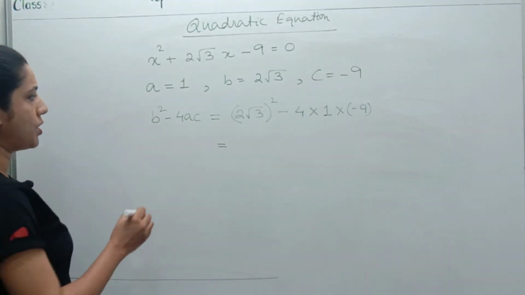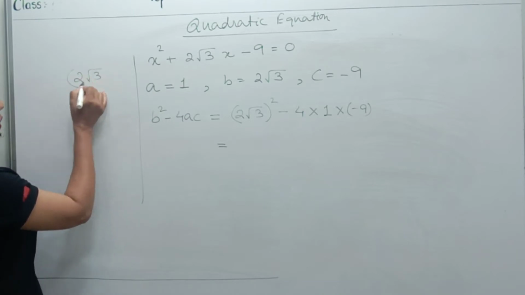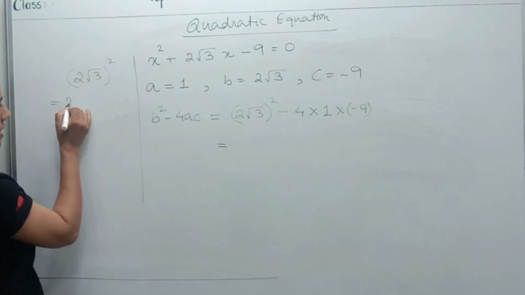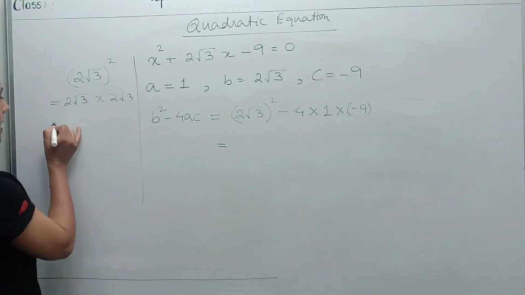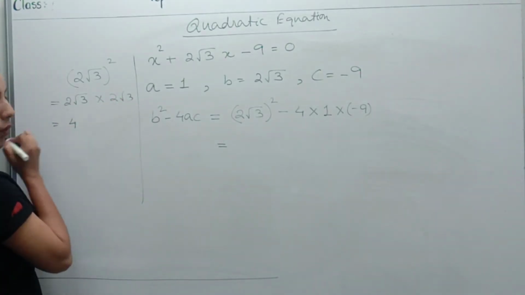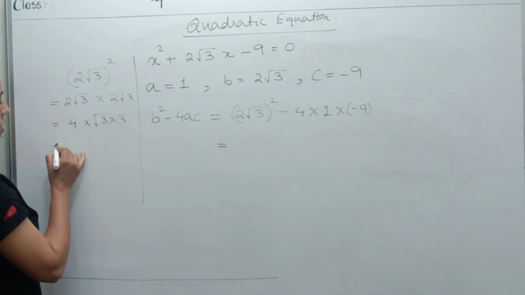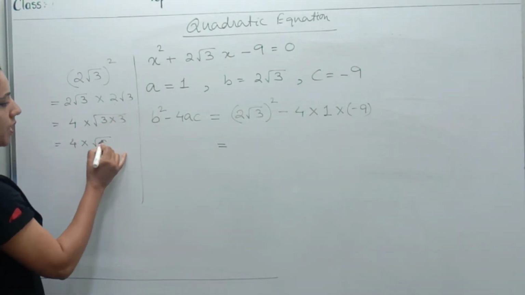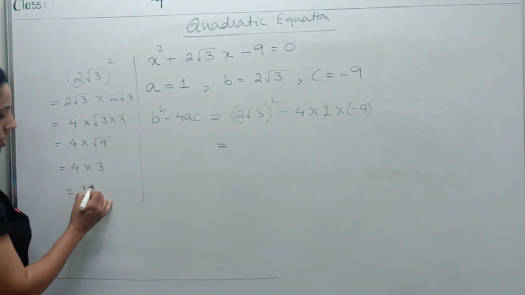How to find out what is 2 root 3 whole square? Let us see. In this rough we are going to do this. 2 root 3 whole square means it is 2 root 3 into 2 root 3. So that is 2 into 2 is 4. Root 3 into root 3, we can write it down this way. So this is 4 into root 9, and root 9 is nothing but 3. So 4 into 3, that's 12.